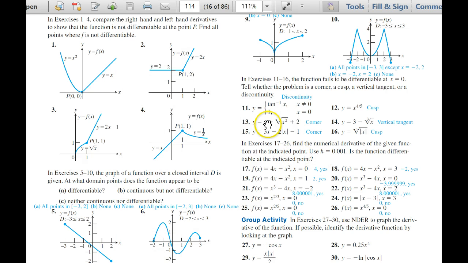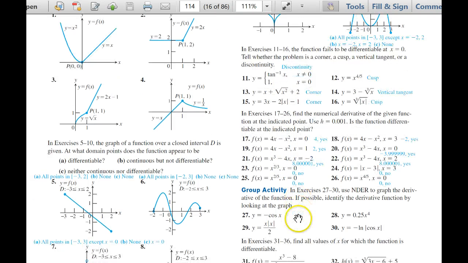How about number 13? Number 13, what happens in 13? Square root of x squared gives you an absolute value of x. So that's going to give you a corner. Here's an absolute value. Anytime you have an absolute value, that's a corner, automatically. Unless it's the absolute value of x over x, but then that makes it also rational.